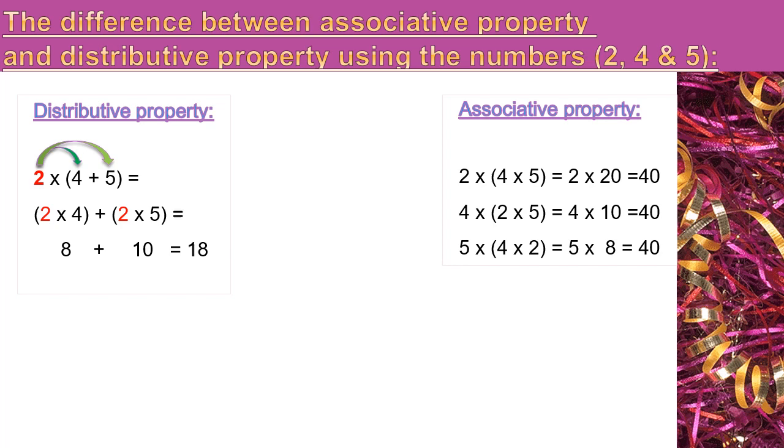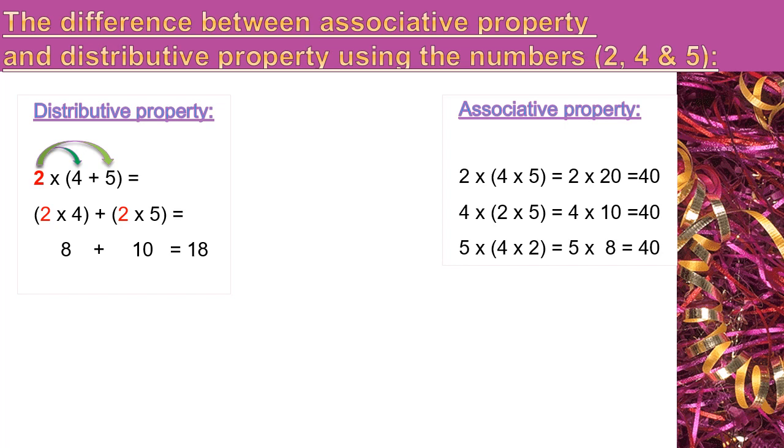Let's give it another order. I will take 2 and 5 between two brackets: 4 times 2 times 5. 2 times 5 is 10, times 4 is 40. In the third way, I will take 4 and 2 between two brackets and move 5 out. So 4 times 2 equals 8, 8 times 5 equals 40. Here the result changed because in distributive property I used two signs, but in associative property I used one sign.